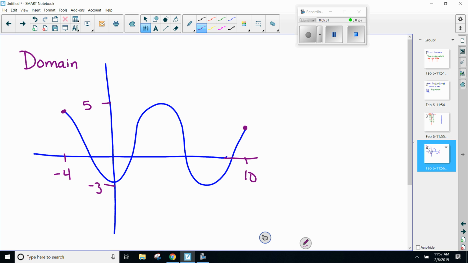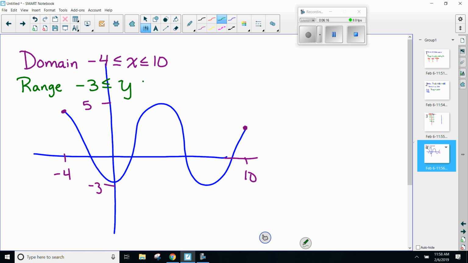-4 to 10. Does it include those values? Yeah, from my glance at it, it goes from -4 to 10. If I ask you for the range, what are you going to say about the range? You're going to say -3.